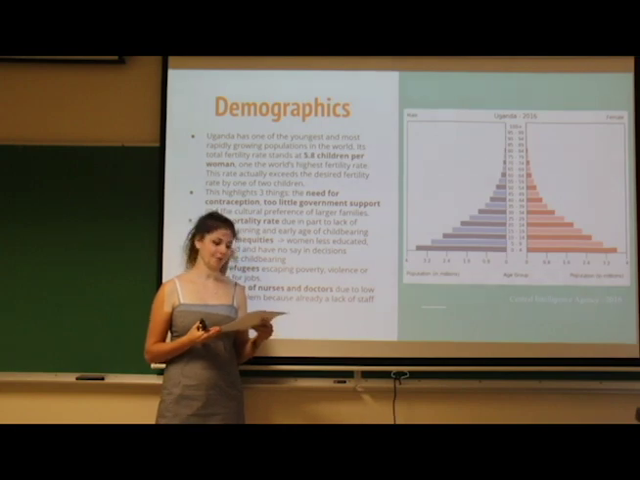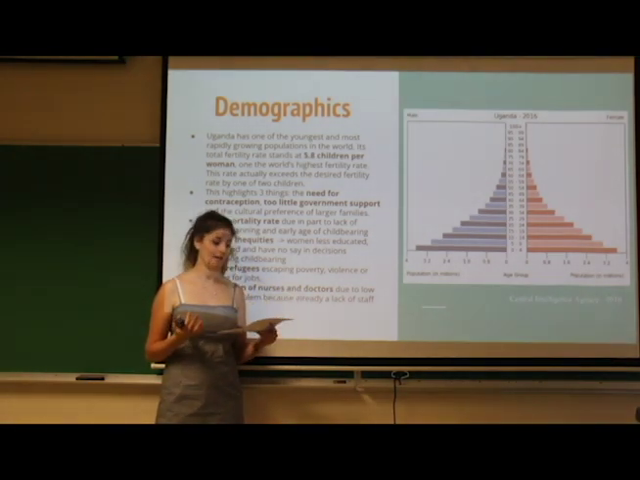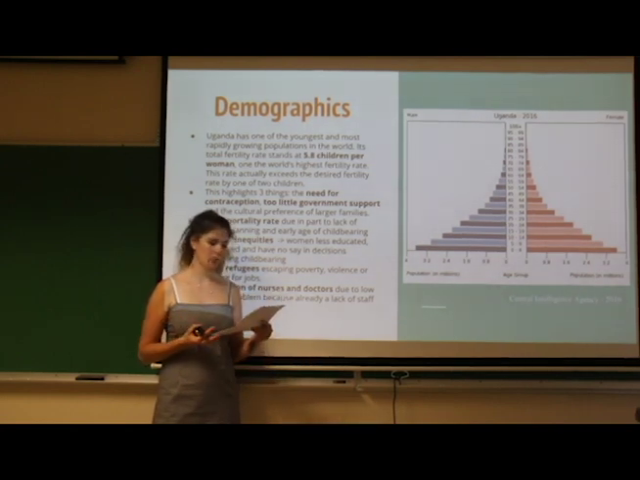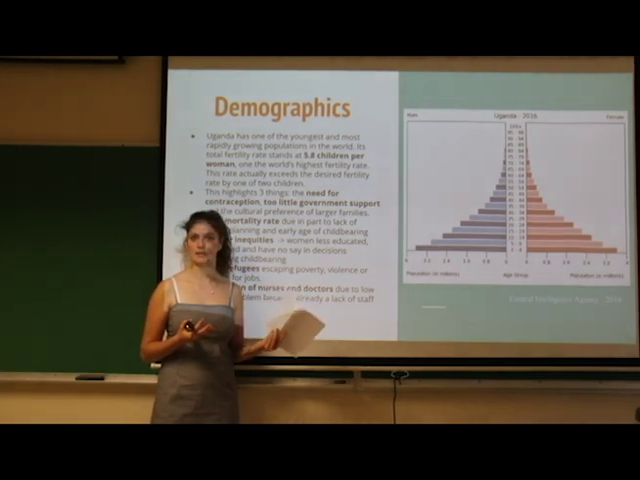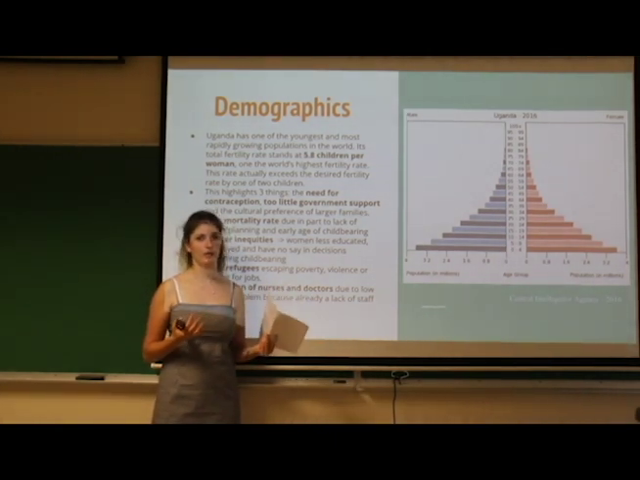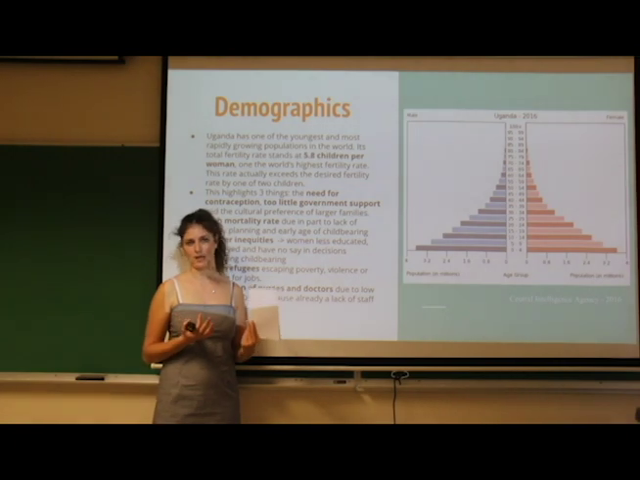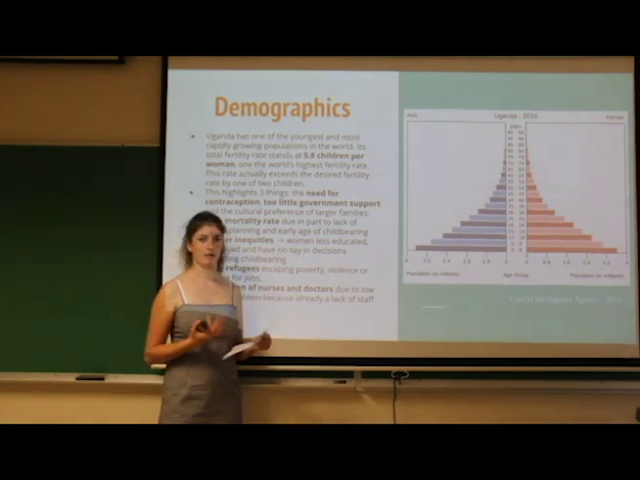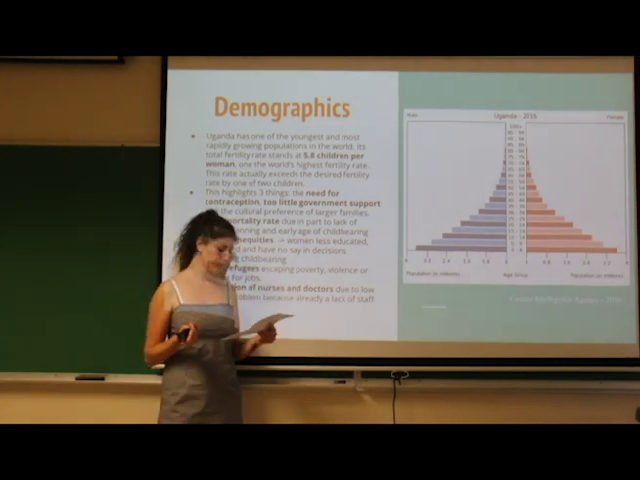The high number of births, the short birth intervals, and the early age of childbearing in Uganda all contribute to the high maternal mortality rate. And gender inequities also make fertility reduction extremely difficult because women on average are less educated than men. They're not employed, and they usually have little say on their own reproductive health.